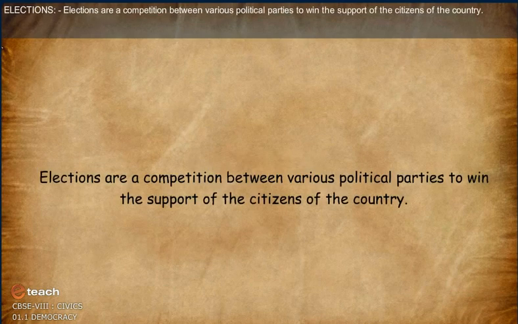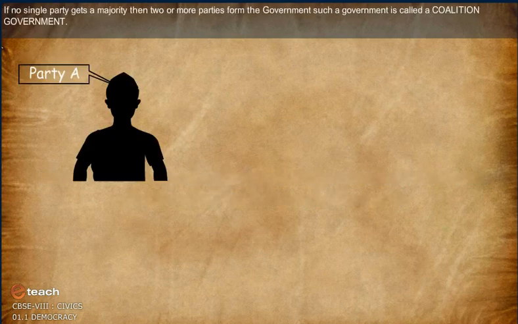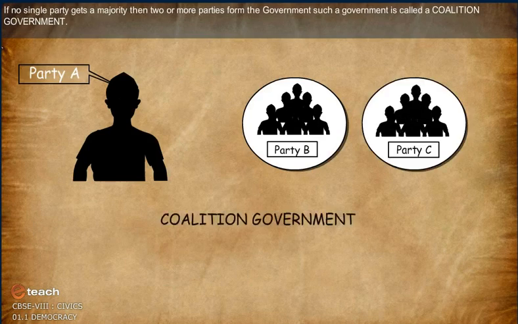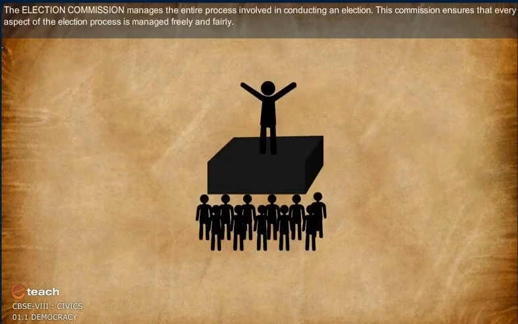Elections. Elections are a competition between various political parties to win the support of the citizens of the country. If no single party gets a majority, then two or more parties form the government. Such a government is called a coalition government. The Election Commission manages the entire process involved in conducting an election. The Commission ensures that every aspect of the election process is managed freely and fairly.